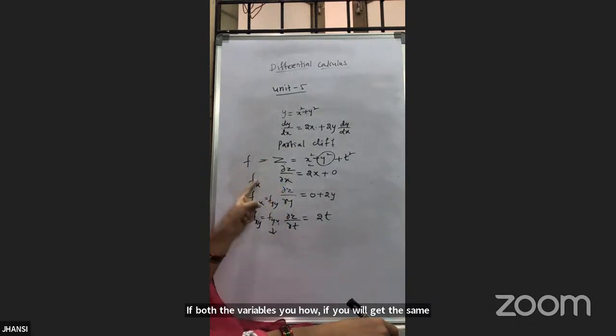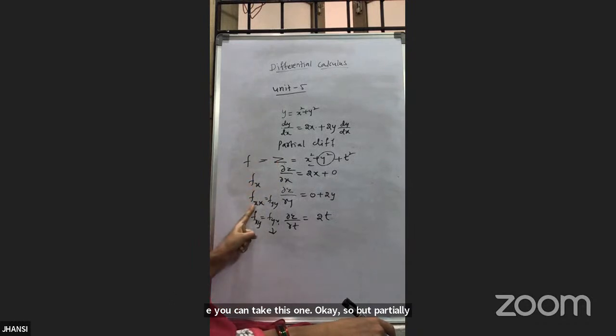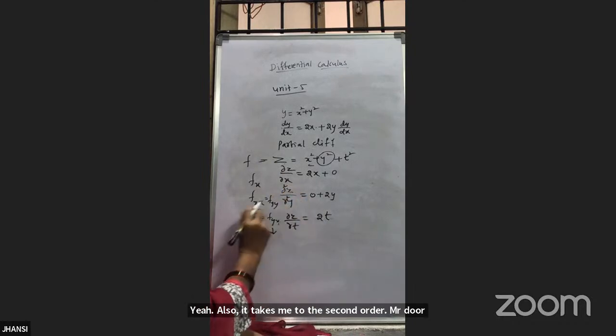Okay, so partial differentiation is represented like this, as the function with subscript x. Here xx means it is second order. You can also use del square, but this is the simple form for solving the problems. So this is the concept of partial differentiation.